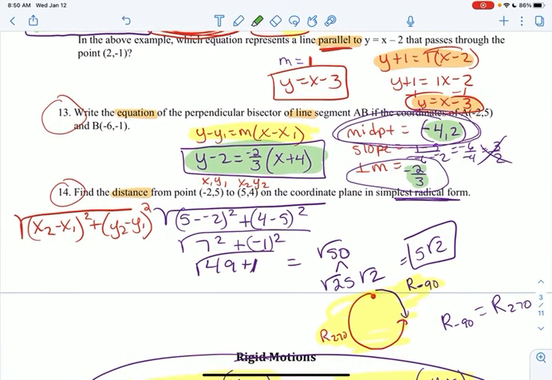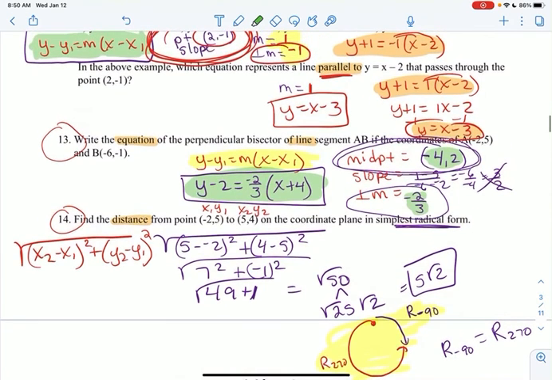14, I want to find the distance. Anytime it asks for distance or length, you're using your distance formula. Okay, so x2 minus x1 squared plus y2 minus y1 squared. And I just plug that in, and I got radical 50, and I simplified the radical 50. So radical 50 simplifies to radical 25 times radical 2, and radical 25 is a perfect square. It equals 5.